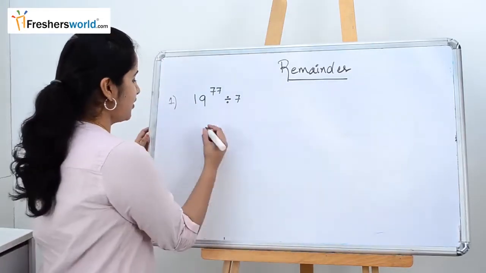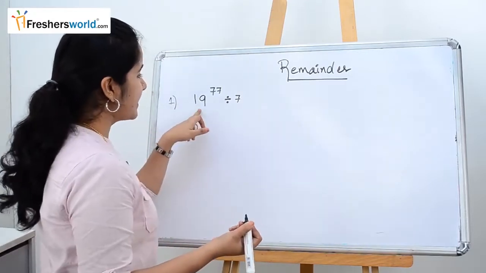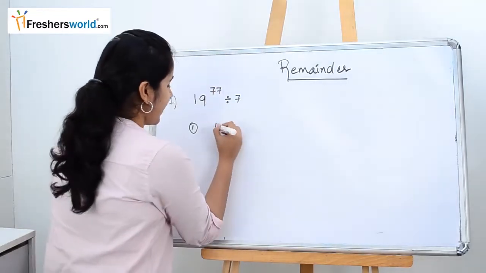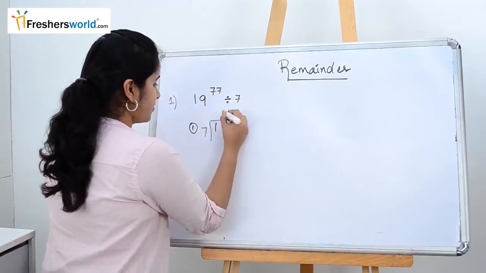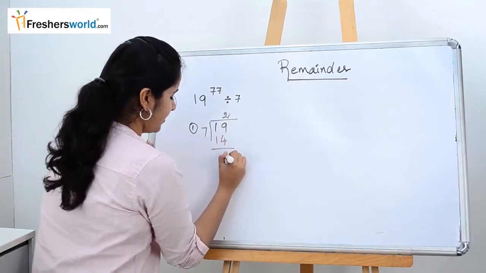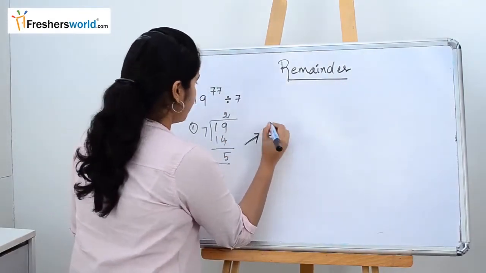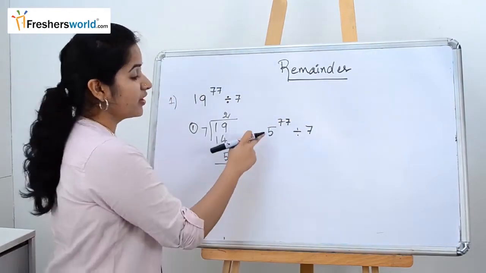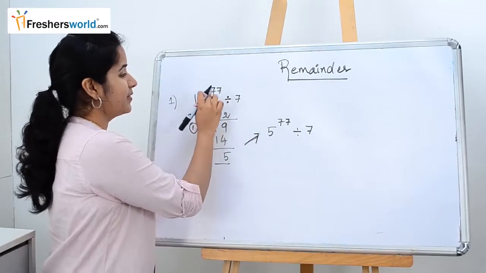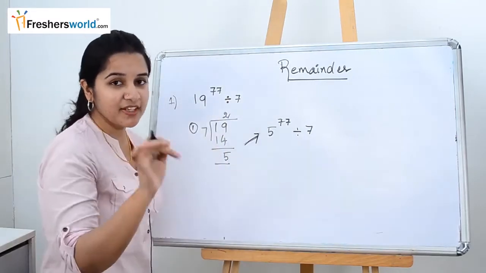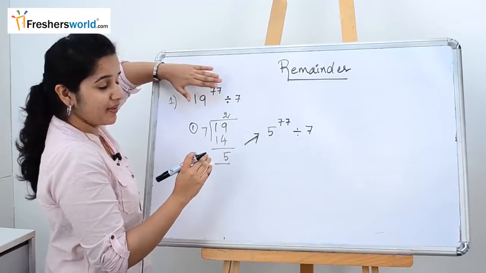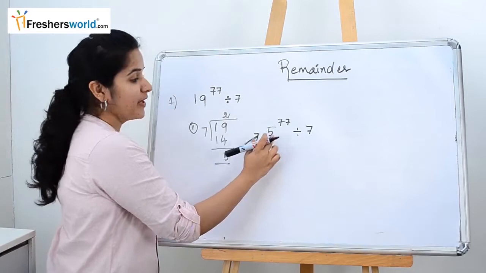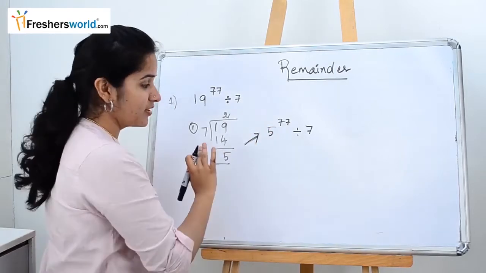The first step: they have given 19 power 77 divided by 7. Leave the 77 as of now. First we will take 19 divided by 7. 7 2s are 14, so the remainder is 5. So 5 power 77 divided by 7 gives you the same value as 19 power 77 divided by 7. So the first step is: leave the power that they have given, just divide these two, find the remainder, and the remainder becomes your value here, 5 power 77 divided by 7. So this is the first step.